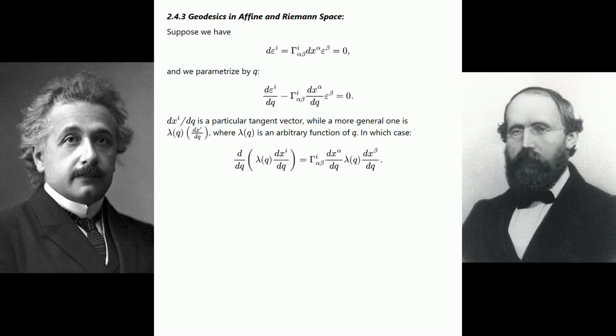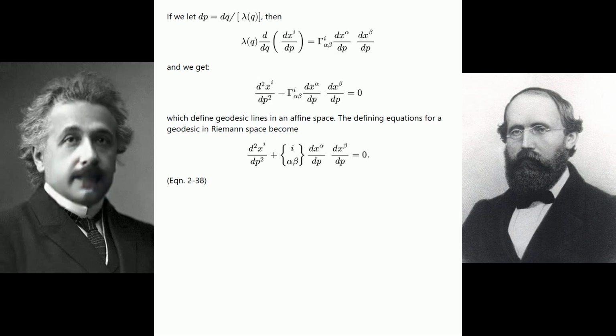2.4.3 Geodesics in affine and Riemann space. Suppose we have, see the next equation, and we parameterize by q. See the next equation. dx^i/dq is a particular tangent vector, while a more general one is λ(q) dx^i/dq, where λ(q) is an arbitrary function of q. In which case, see the next equation. If we let dp = dq/λ(q), then see the next equation, and we get see the next equation, which define geodesic lines in an affine space.